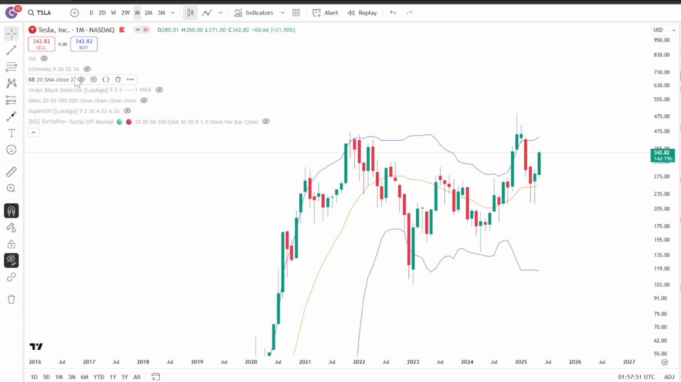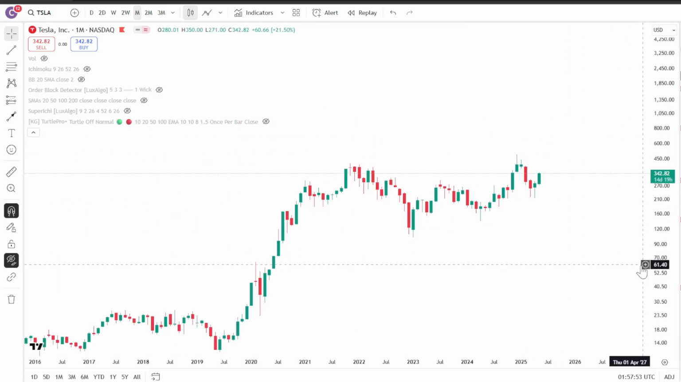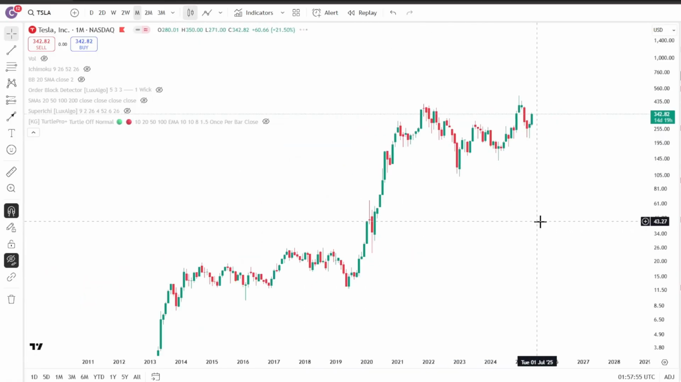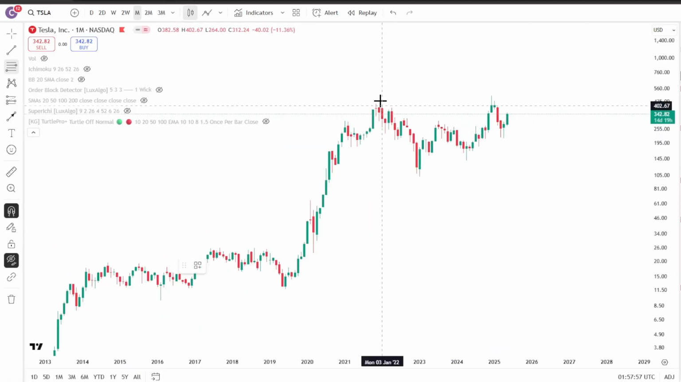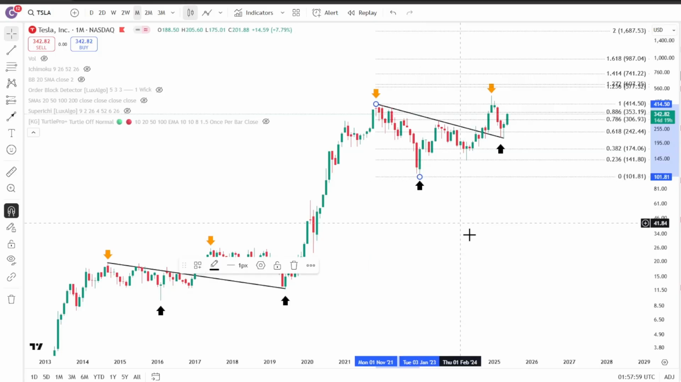Now, if you want targets, I can give you targets, but none of that matters because targets are just a general way to give you an idea of how high things can go.